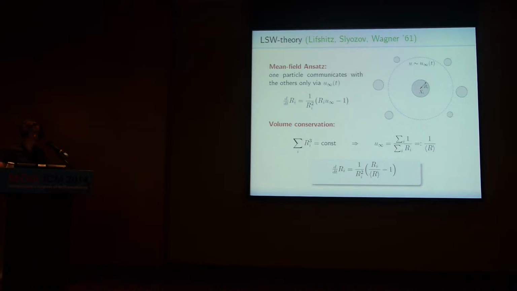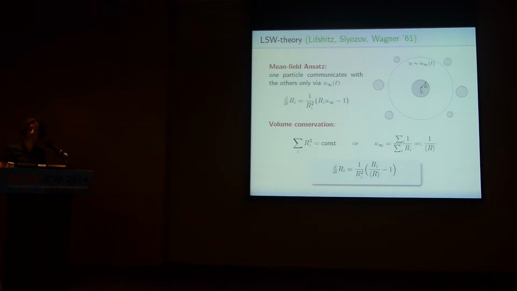And then you can solve the Mullins-Sekerka problem from the last slide for the single particle with this boundary condition at infinity. And you solve it explicitly, it's easy, and you get a simple ODE for the radius of particle i. And by the ansatz, the rate of change of the radius depends only on the size of the particle itself, and the interaction is represented by u infinity. And now, how is u infinity determined?